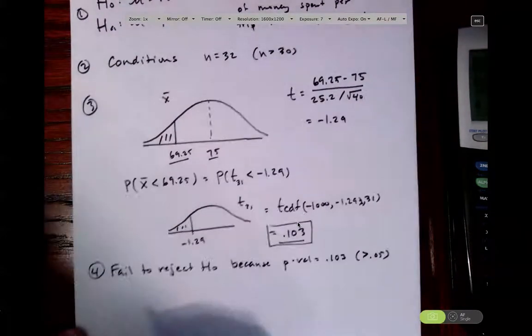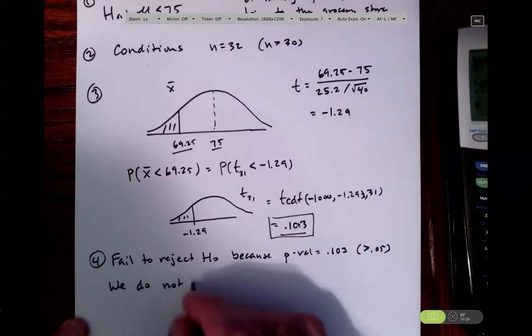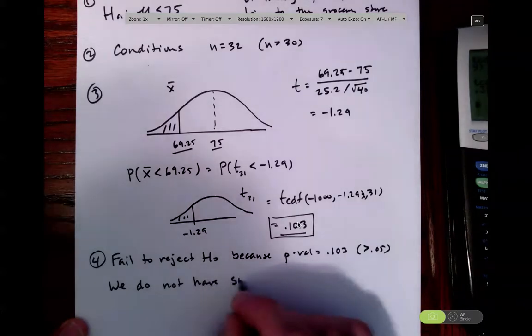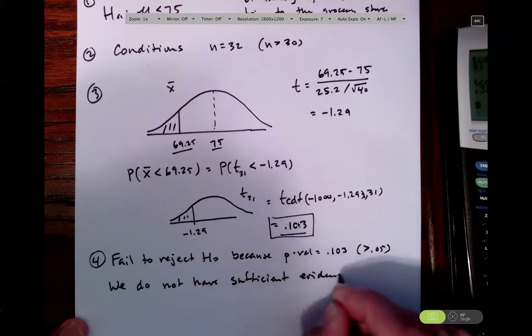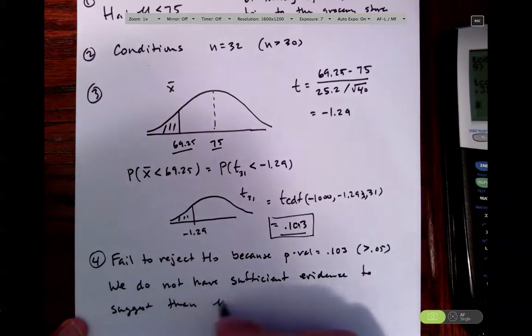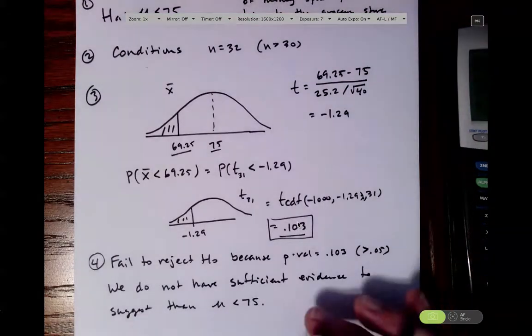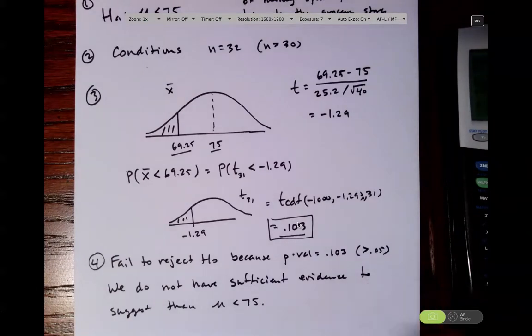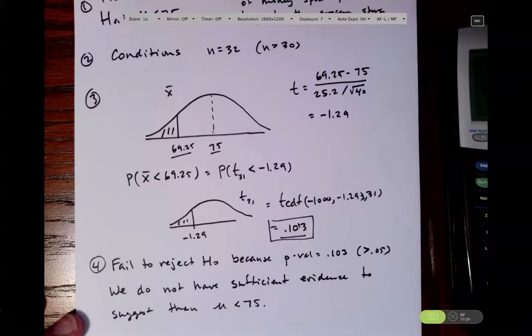And then the context of this is we do not have sufficient evidence to suggest that mu is less than $75. So the guy who claimed $75 at the beginning, we're not saying that he's exactly right, we're just saying we don't have enough evidence to suggest that he is wrong. So this is another hypothesis test. It should look very similar to the first one.